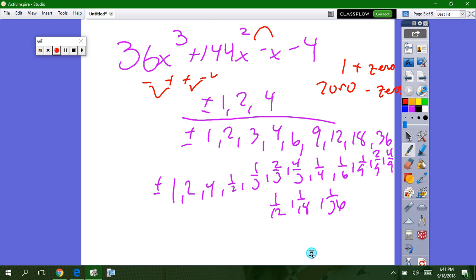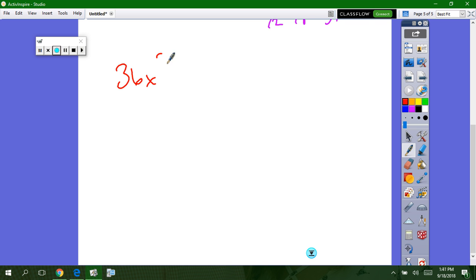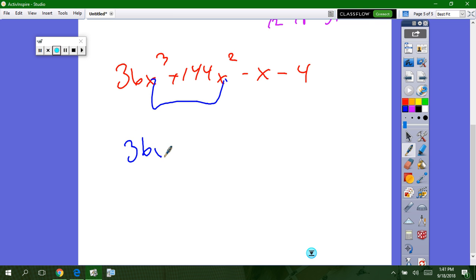Okay, I'm going to bring him down here, guys, just so you guys can see. Once again, it was 36x cubed plus 144x squared minus x minus 4, correct? What do these guys have in common? They have a 36x squared in common. What's left over?